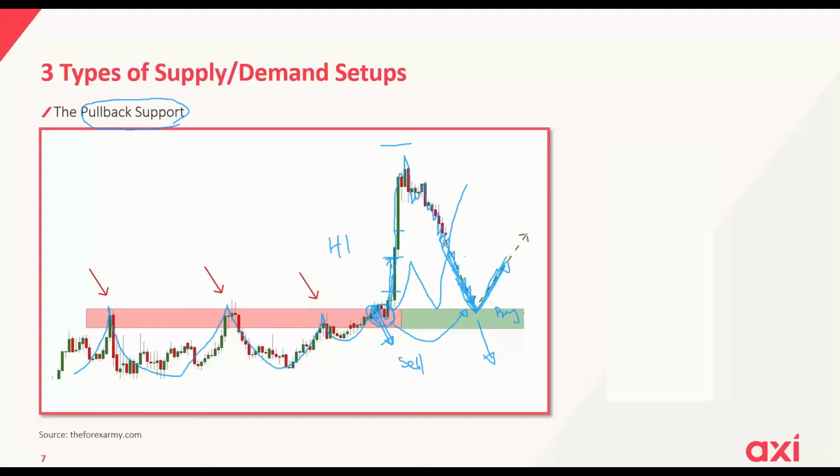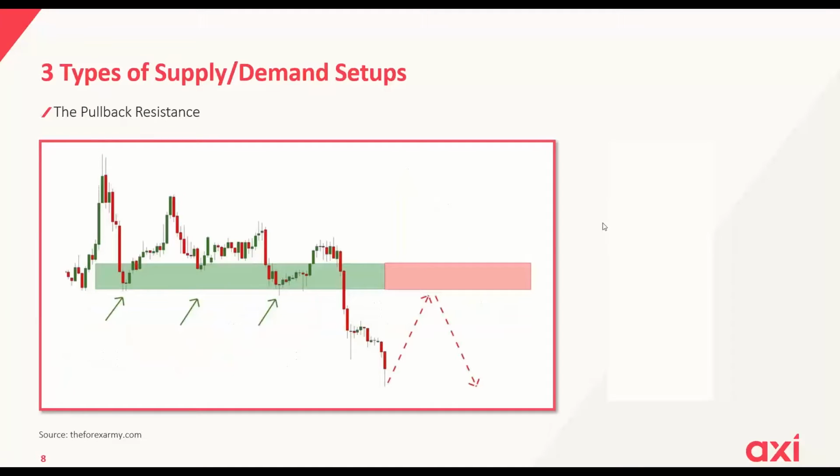Okay, so with the pullback support, we also have the pullback resistance. The pullback resistance functions the same way, except that instead, price breaks down and is looking to make a pullback to this level. Once it makes a pullback, the same thing, all those people that were hoping for a bounce over here start to close off their positions and it reverses.